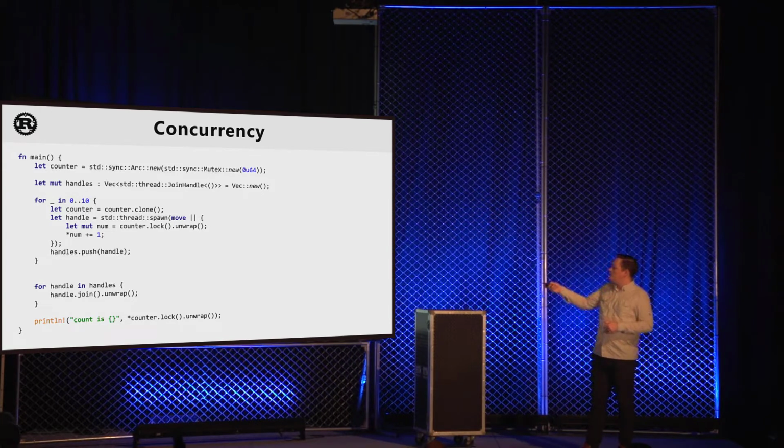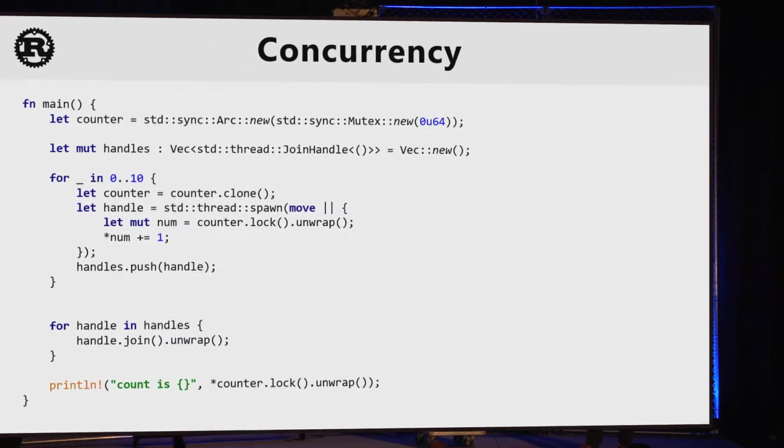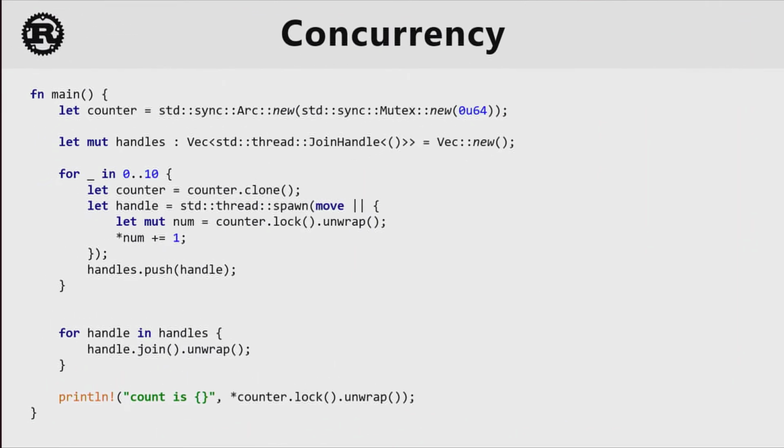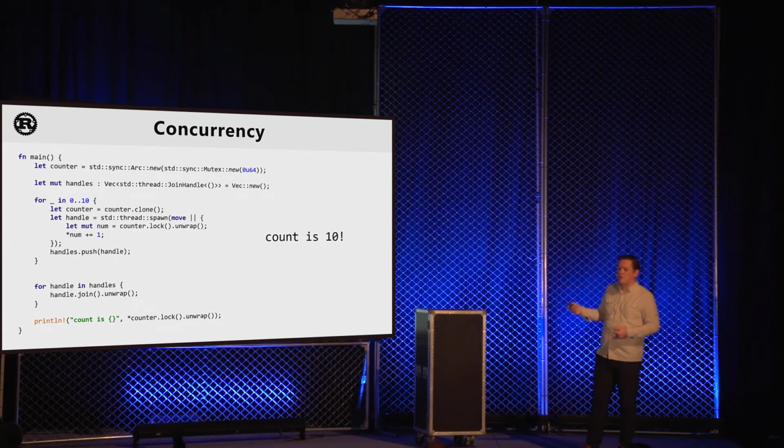But in C, if you tried to pass something like this that counted references unsafely to multiple threads, you could have a double free. And then to have our counter also be thread safe, we need to wrap it in a mutex. So if you compile this modified version with the right types, you can get a count of 10 in a multi-threaded program.